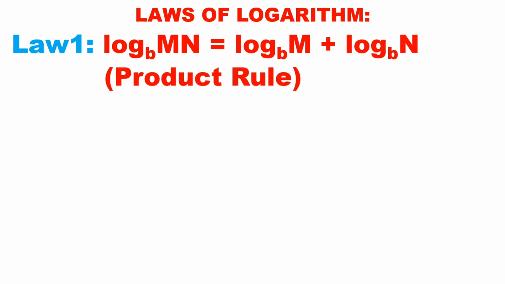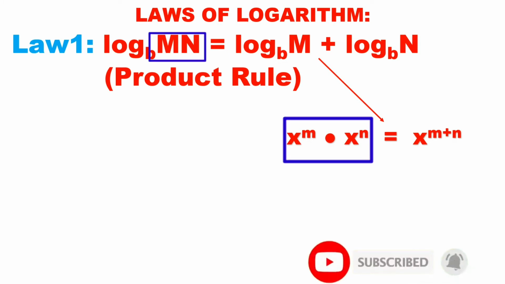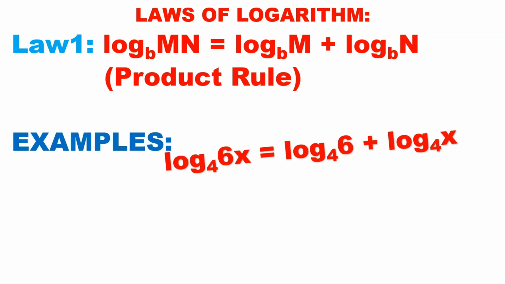Since the logarithmic function is the inverse of the exponential function, or logarithm is another form of exponent, therefore, the product rule of logarithm is patterned to the law of exponent: x to the m times x to the n equals x to the m plus n.